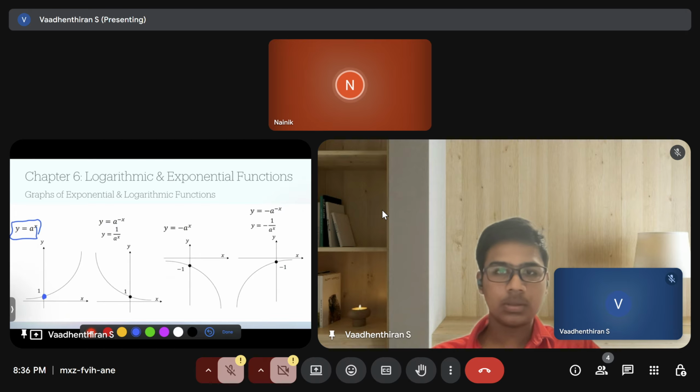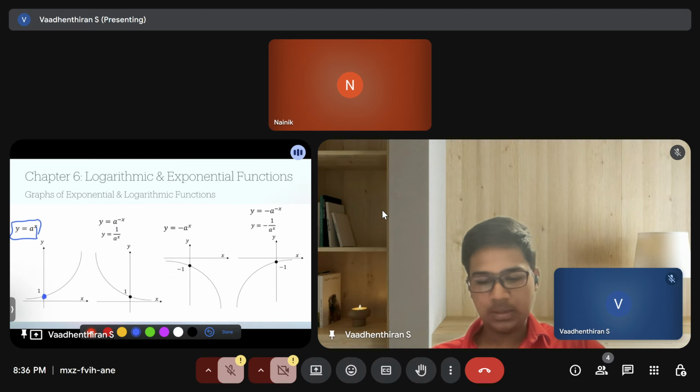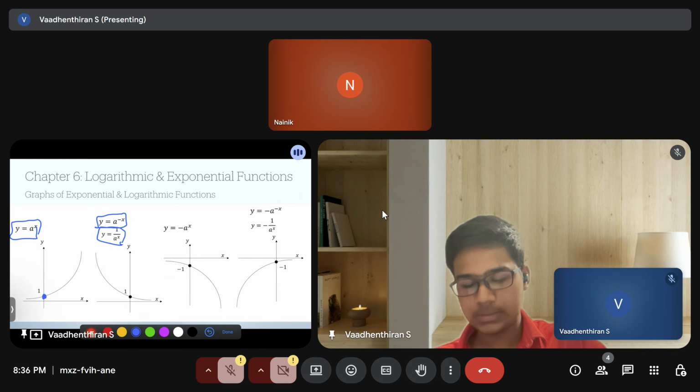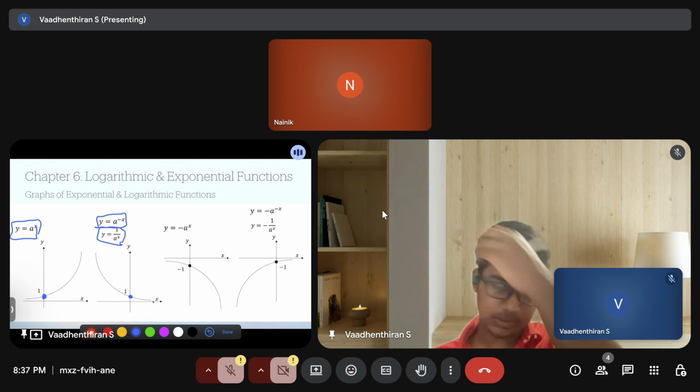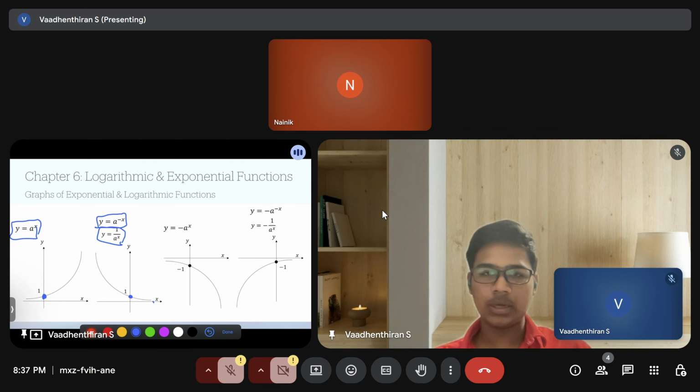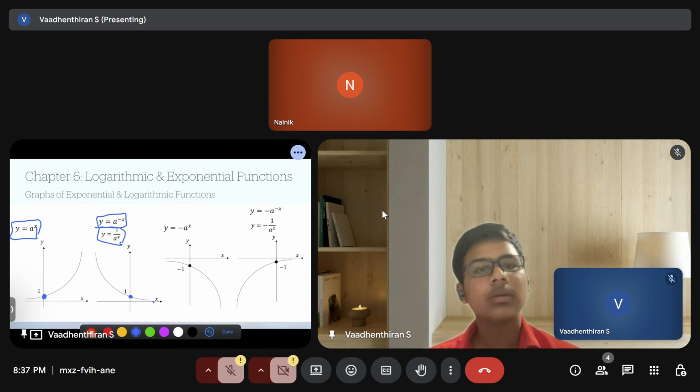And then y equals a to the negative x, which is basically 1 over a to the x. So it's basically the other side. It starts from the top and then moves downwards, with the same y-intercept. Just the curvature will be the other way. It's reflected over the y-axis.